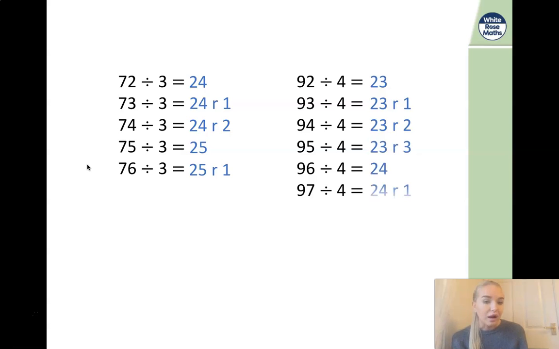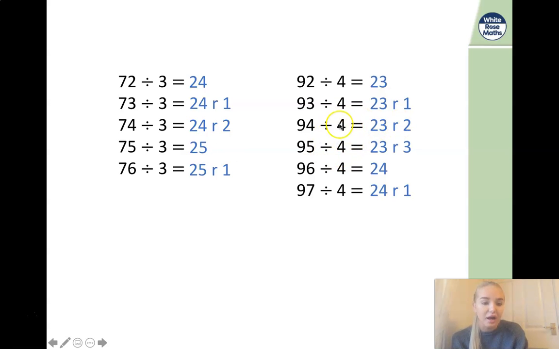With the questions on the right here, we have found out that 92 divided by 4 is 23, and we could use this pattern to work out what the rest of the answers to these sums would be. So 93 is 1 more than 92, so it would have 1 more remainder. Similarly, 94 is 1 more than 93, so it would have another remainder. 95 is 1 more than 94, so it would have another remainder. Unlike this set of questions here, when we had a remainder of 3, we know that we could make a group out of that and make it into a whole number.